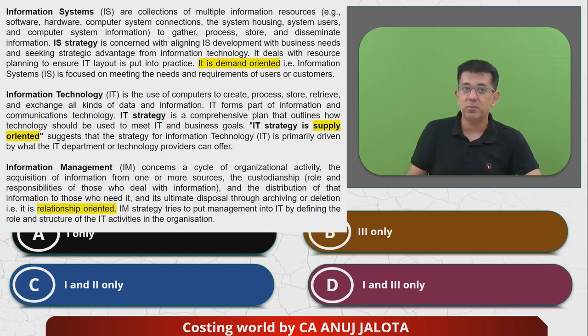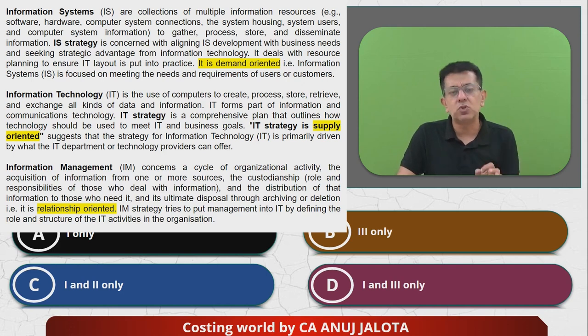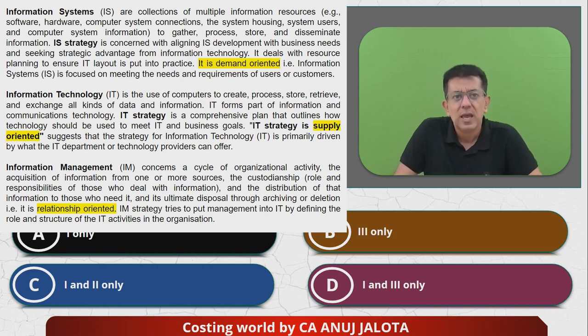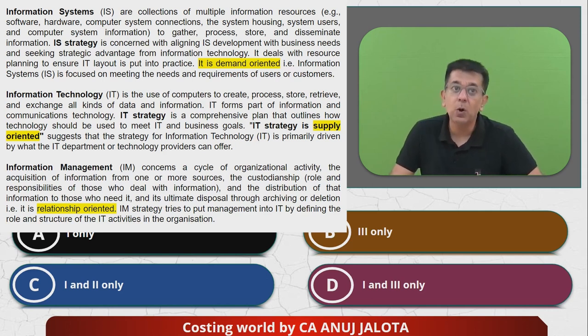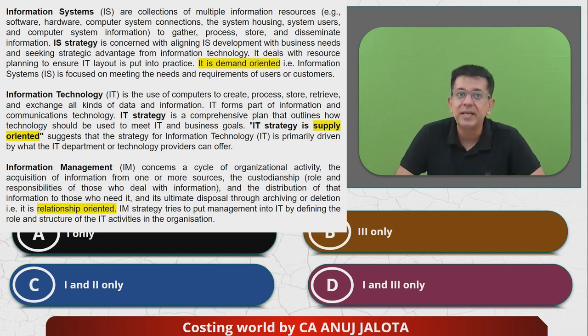Then what do you mean by information technology? Information technology is basically the use of computers to create, process, store, retrieve and exchange all kinds of data and information. Information technology is basically every technology that will help you to process the information. IT forms part of information and communication technology. IT strategy is a comprehensive plan that outlines how technology should be used to meet IT and business goals. Let me come to this part first.